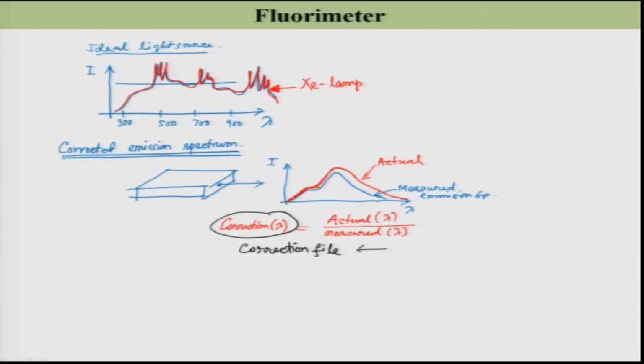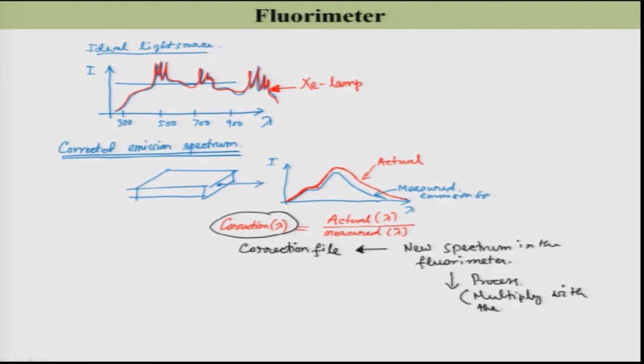And whenever you are going to measure a new spectrum in the fluorimeter, you have to process it. Process means multiply with the correction file.